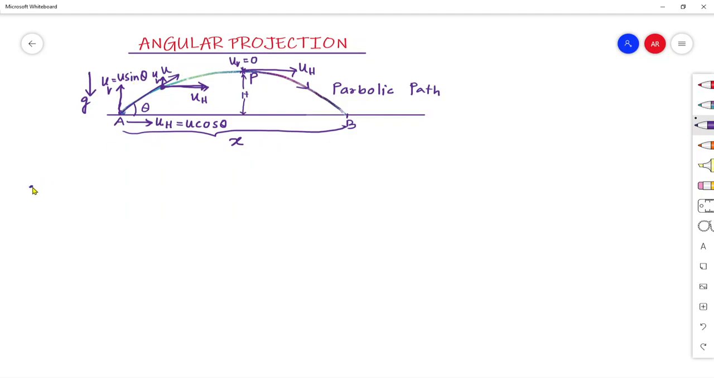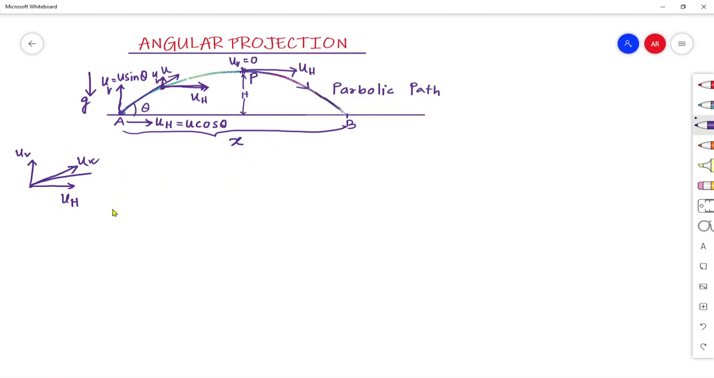So see, the object has been projected from point A. This is the parabolic path it follows. I drew U along the tangential direction, and this U has two components. One is along the horizontal, UH, and the other is along the vertical, UV. So you understand that the resultant of UH and UV is U.